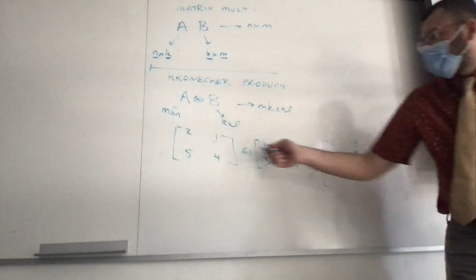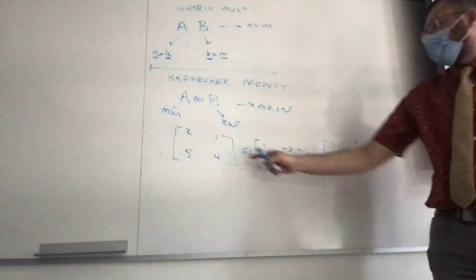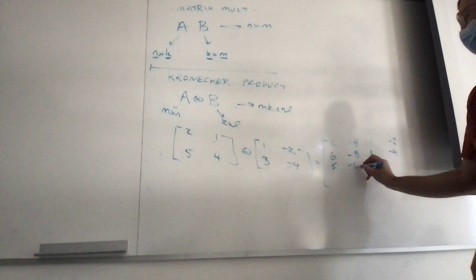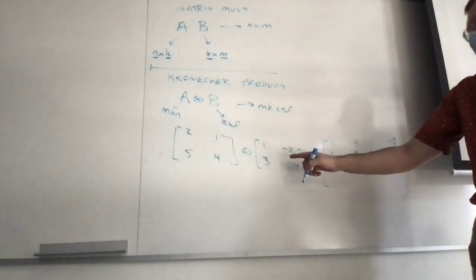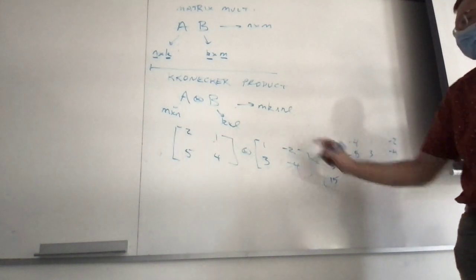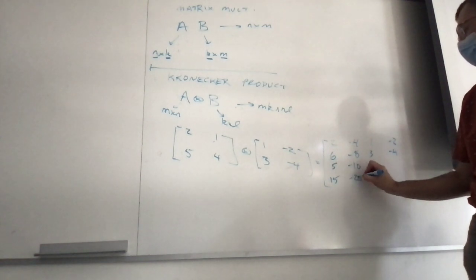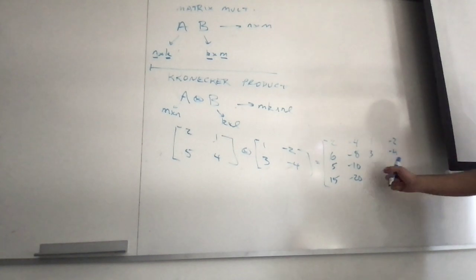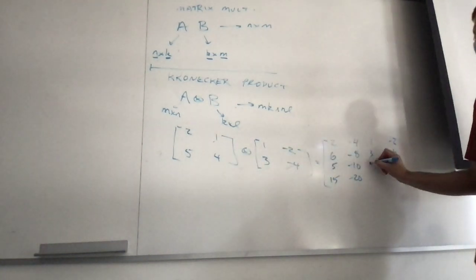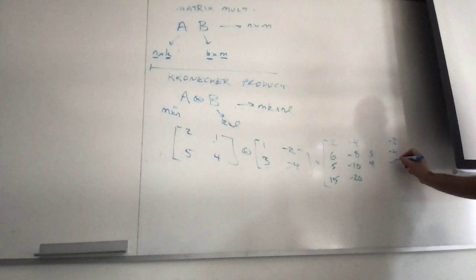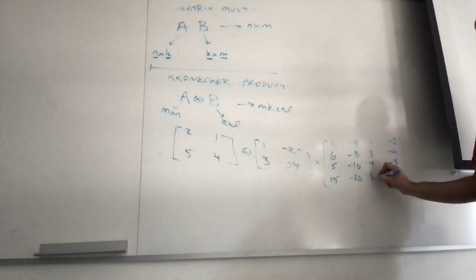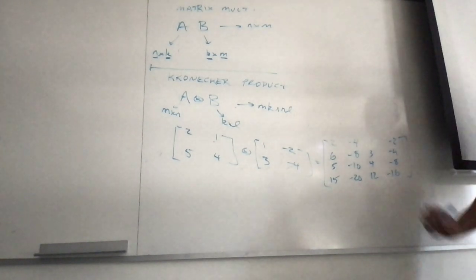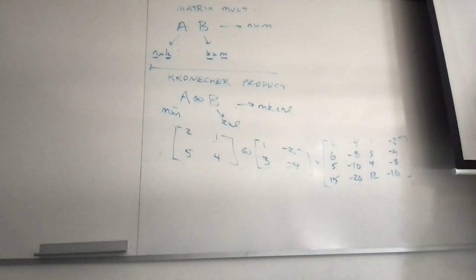Now we're going to do 5 times everything in this matrix. 5 times 1 is 5. 5 times negative 2 is negative 10. 5 times 3 is 15. And 5 times negative 4 is negative 20. And then the last 4 here: 4 times 1 is 4. 4 times negative 2 is negative 8. 4 times 3 is 12. And 4 times negative 4 is negative 16. So that's the Kronecker product.